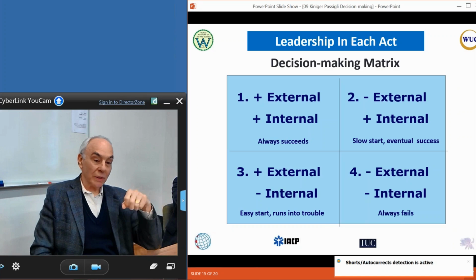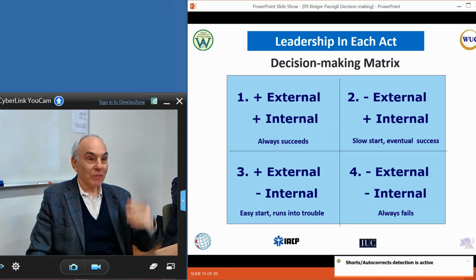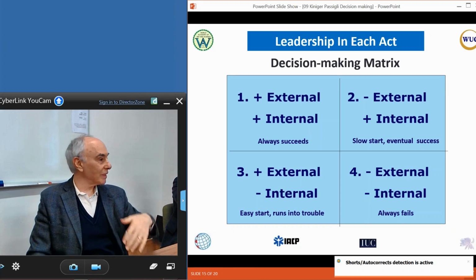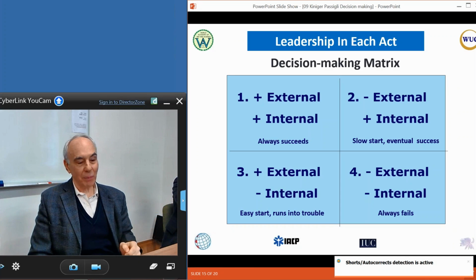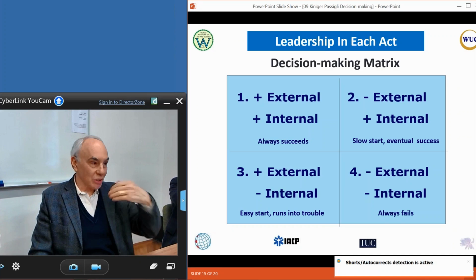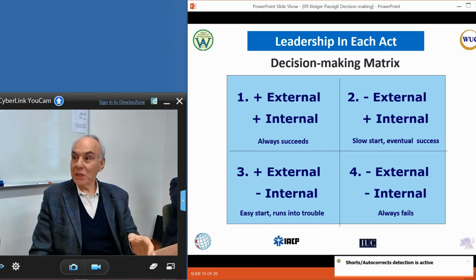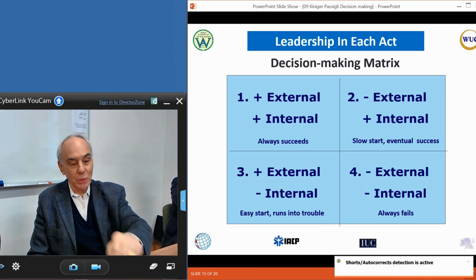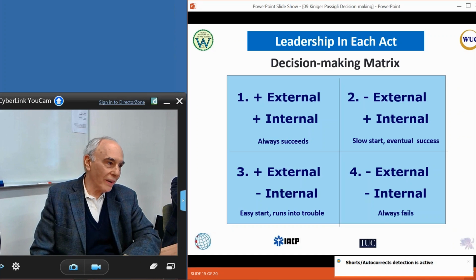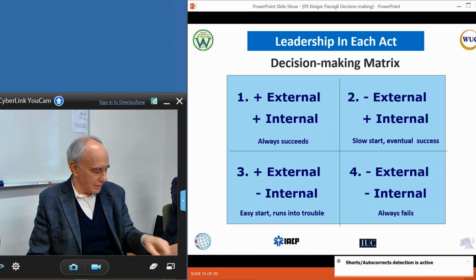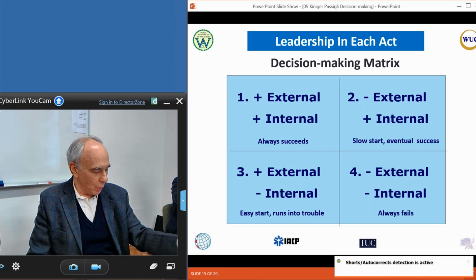Whereas in quadrant 2, you've got the inner determination, but you don't have the knowledge, you don't have the resources, you don't have the organizational capabilities. The start is very difficult. There's a struggle all the way, but eventually, because of the inner determination, it ends up moving to quadrant 1 and becomes a success.